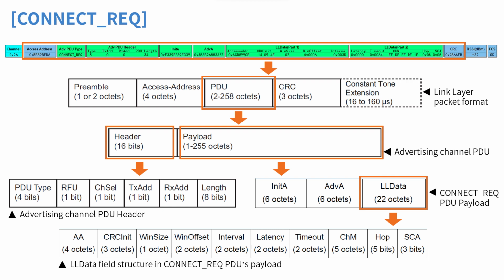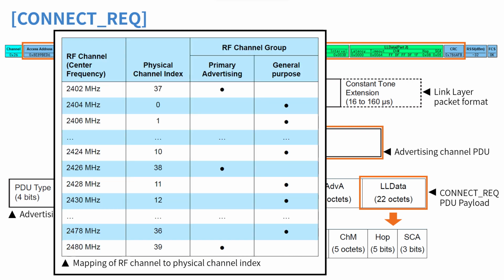The CHM field should contain the channel map indicating used and unused data channels. Every channel is represented with a bit position. The LSB represents data channel index 0, and the bit in position 36 represents data channel index 36. A bit value of 0 indicates that the channel is unused. A bit value of 1 indicates that the channel is used.